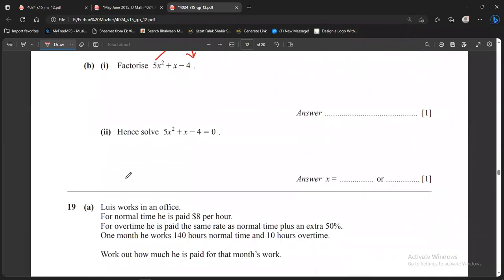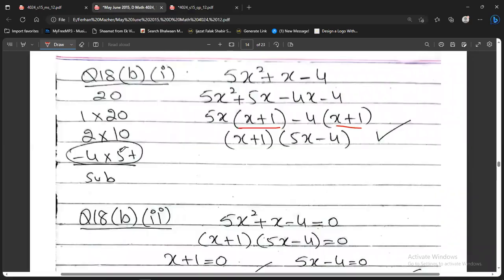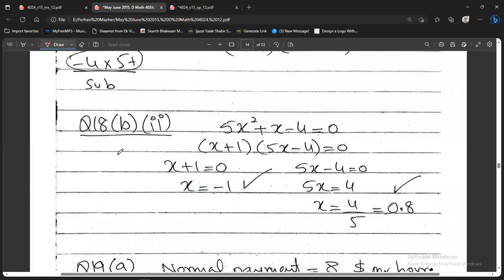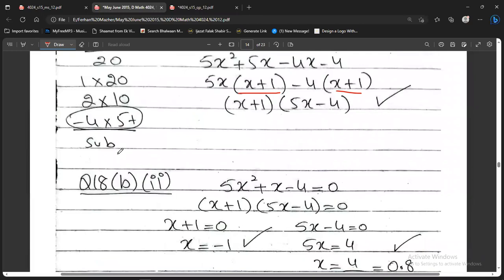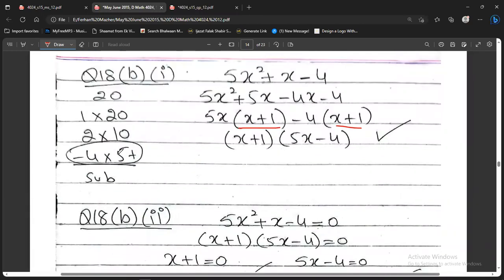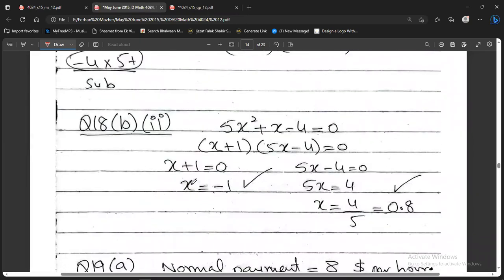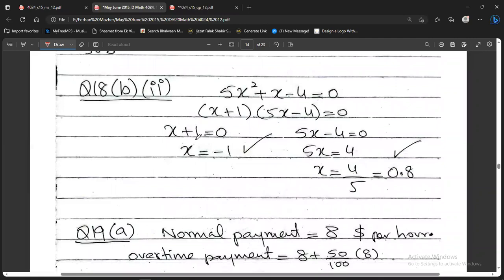Then it says, hence solve it. So we have already factorized it. So I will note down those factors there. So 5x square plus x minus 4 equals 0. So its factorization is x plus 1 into 5x minus 4 equals 0. Because these two factors are multiplying with each other and the answer is 0, it means either the first factor is 0 or the second factor is 0.